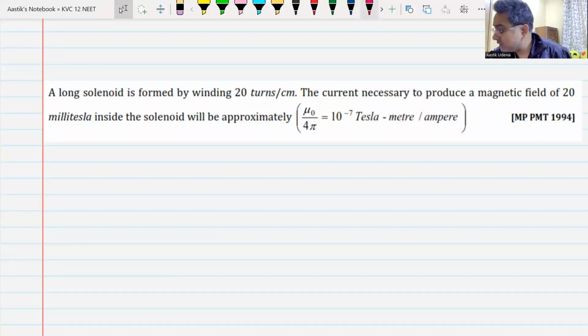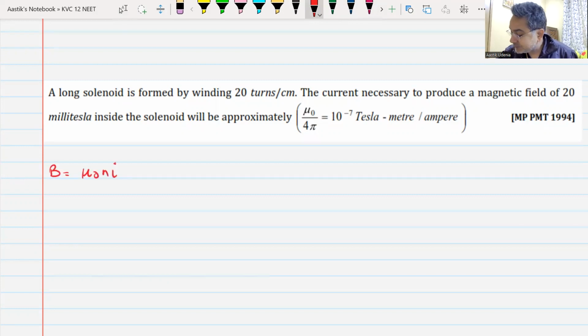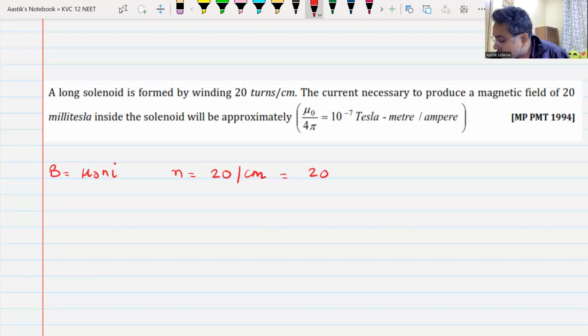So, bacha, how are we supposed to do this? We know that magnetic field is mu naught n I. Here n is the number of turns per unit length. It is given as 20 turns per centimeter. But remember, we have to find it in SI units. So it will be number of turns per meter. That is why this question was given. So number of turns per meter will be 2000. Do we understand this?